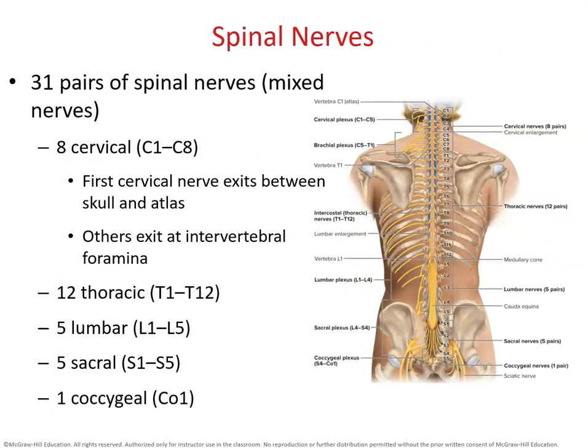So this right here is pretty important for you guys. There are 31 pairs of spinal nerves, and these are mixed nerves that we find throughout the body. So we have 8 in the cervical region, 12 in the thoracic region, 5 in the lumbar region, 5 in the sacral region, and then 1 in the coccygeal region. Not surprisingly, these are associated with individual vertebrae. And they are in pairs, so one goes to the left of the body and the other goes to the right of the body.